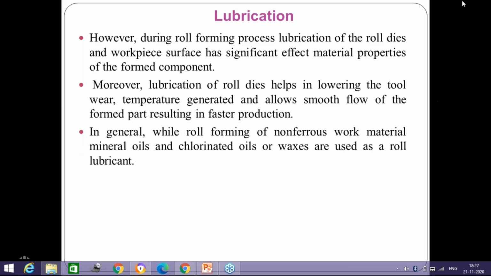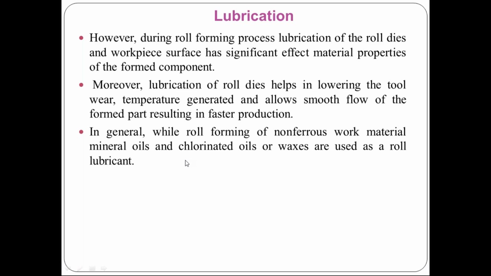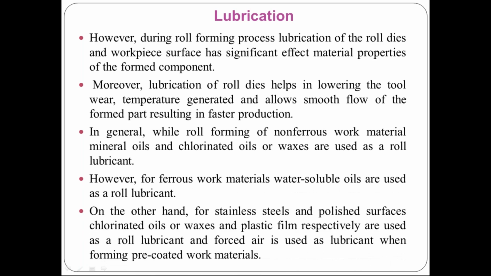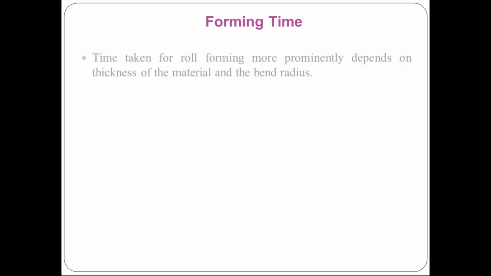In general, while roll forming a non-ferrous work material, mineral oils and chlorinated oils or waxes are used as a roll lubricant. However, suppose a ferrous work material is there, then water-soluble oils are used as a roll lubricant. On the other hand, for stainless steel and polished surfaces, chlorinated oils or waxes and plastic film respectively are used as a rolling lubricant, and forced air is used as a lubricant when forming pre-coated work material.